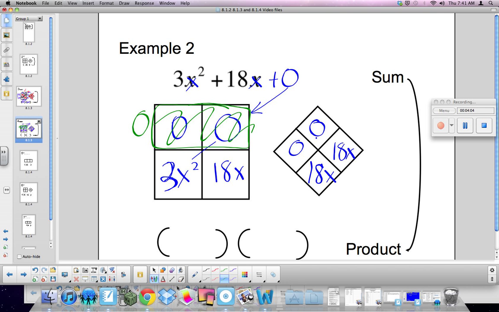I'm looking for 3x squared, so let's see, I'm going to think of the greatest common factor, and 3 goes into both numbers. And they both have an x, so 3x. 3x times x is 3x squared. Copy the 3x so I can think about the 18x. Let's see, 3x times 6. So my factored form is 3x times x plus 6.